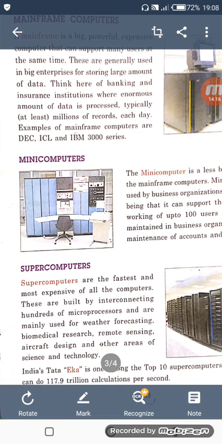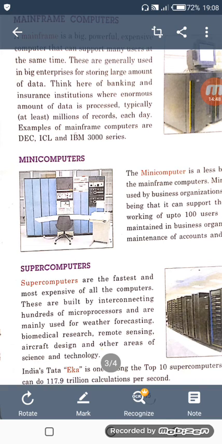So they are mainly used for weather forecasting. Okay, weather forecasting, that which tells about the weather. Biomedical research, remote sensing, aircraft design and other areas of science and technology. So this is not a general purpose computer, this is not a PC, this is a supercomputer which is used in the field of science and technology.